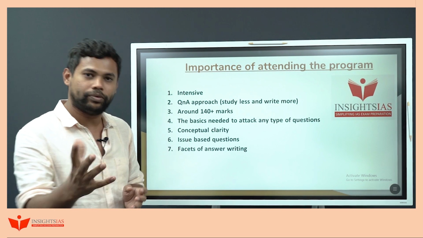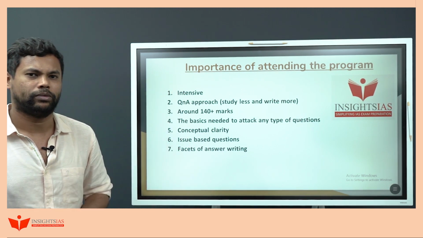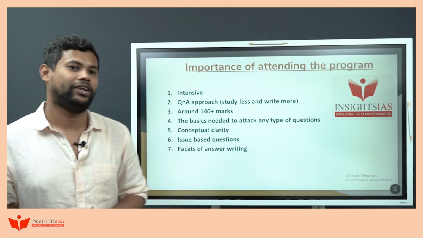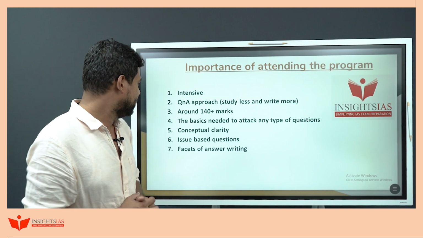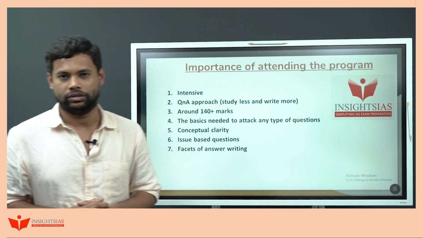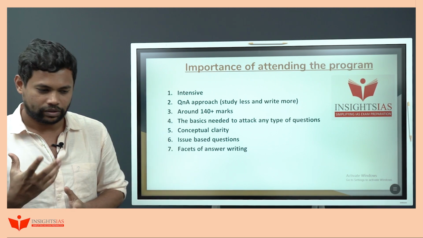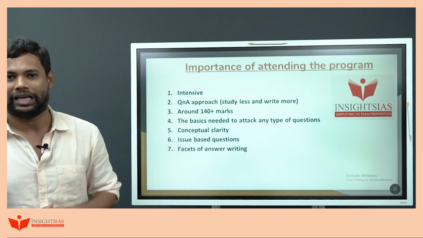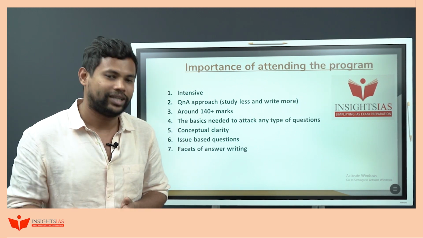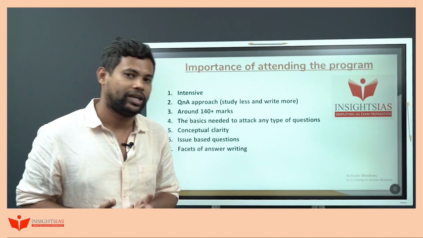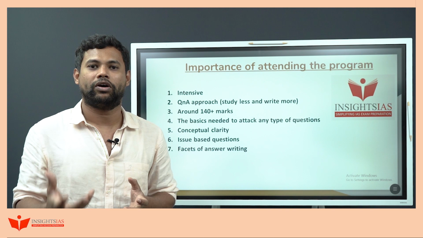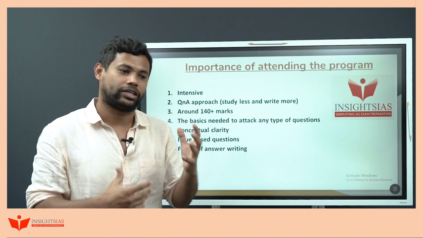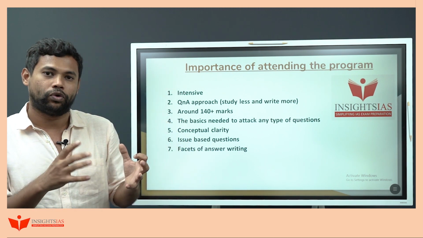Obviously, the three modules that we are going to discuss in this program carry around 140 plus marks. This is direct marks. Indirectly it has a lot of other effects, but directly we are speaking of more or less 140 marks. Now, the basics needed to attack any type of question are actually the most neglected part. There is so much dilution in the basics. As I told earlier, when you talk about supply chain management, or the backward and forward linkages of agriculture, there is so much lack of clarity in the students that it becomes widely evident in the answers you write. Those basics can actually help you write a very good answer, even if you don't exactly know what they are asking.